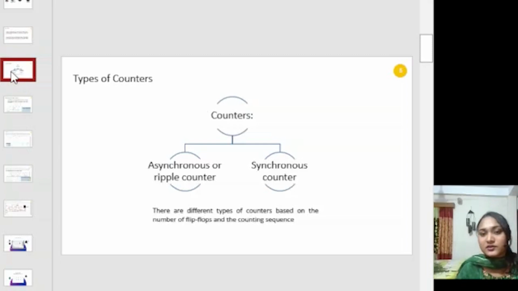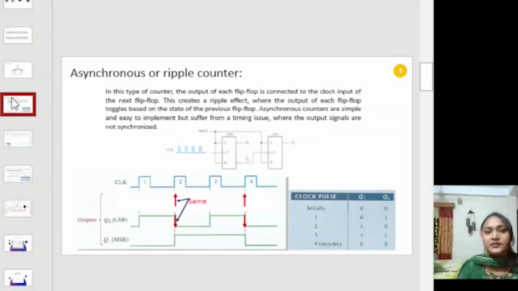Types of counters. There are two types of counters, asynchronous or ripple counter and synchronous counter. There are different types of counters based on the number of flip-flops and counting sequences. Let's move into the next slide.